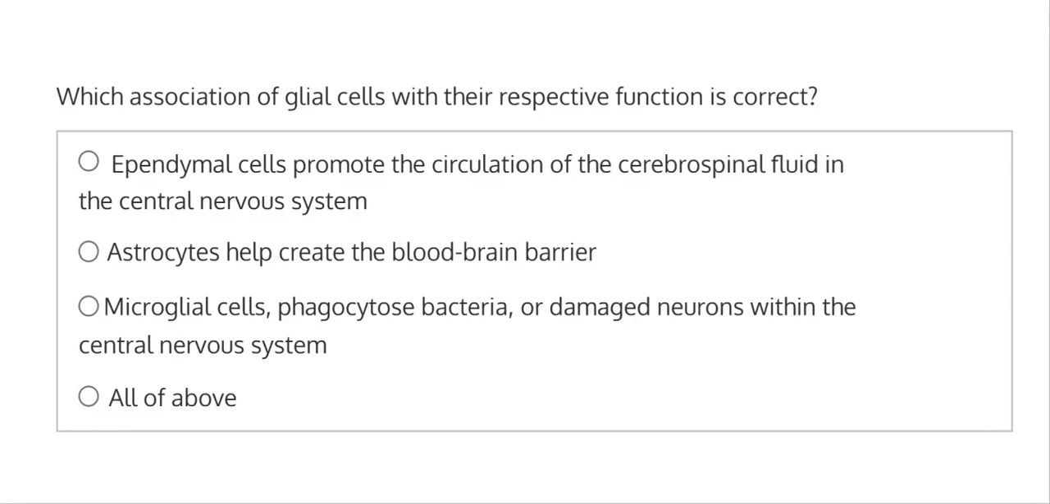with association of glial cells with their respective function is correct. So let's review what glial cells are. So we know that we've discussed a lot about neurons, right? So your neurons are like your basic functioning cell in your nervous system.